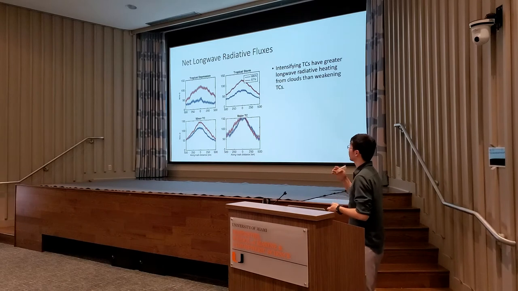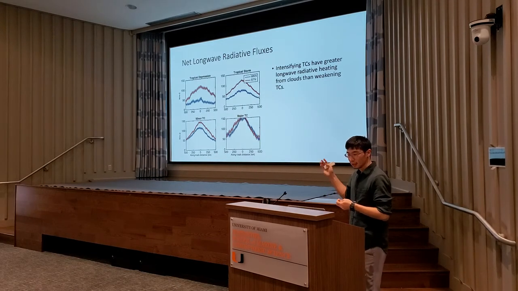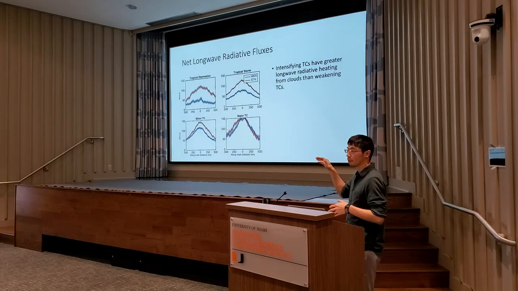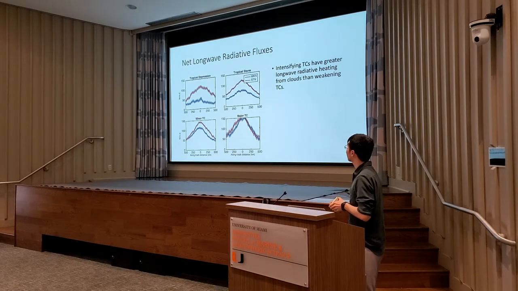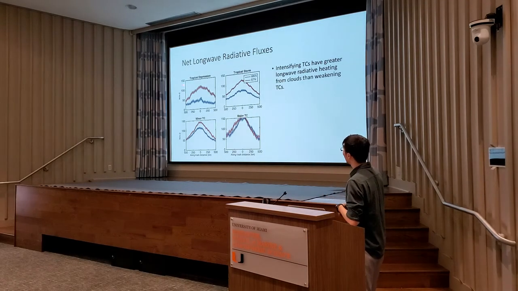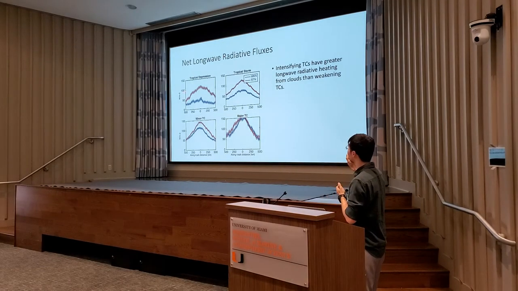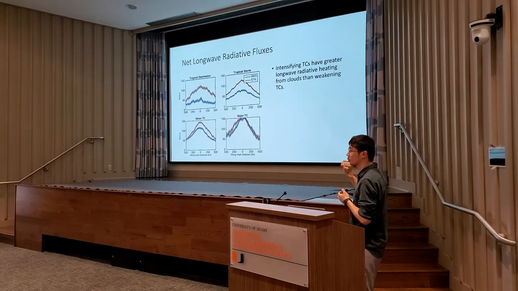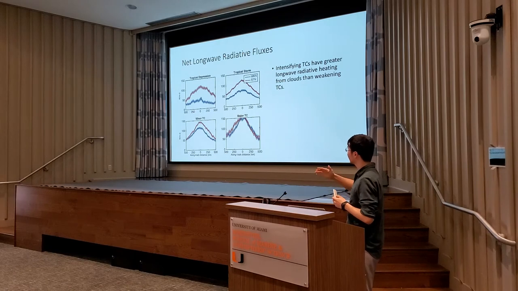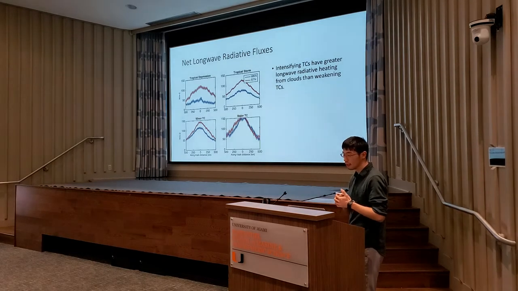So here we use auxiliary products from CloudSat measurements. They provide the radiative fluxes at the top of atmosphere. So we calculate the net longwave radiative fluxes at the top of atmosphere for different intensity categories. The red line is for intensifying TC, the blue line is for weakening TC, the x-axis is the axial distance, and the y-axis is the energy unit. So positive means there's more extra energy provided from clouds. And as you can see, intensifying TC has more energy provided from clouds than the weakening TC. And this signal is the same for all intensity categories except for major TC, which doesn't have a very clear signal.